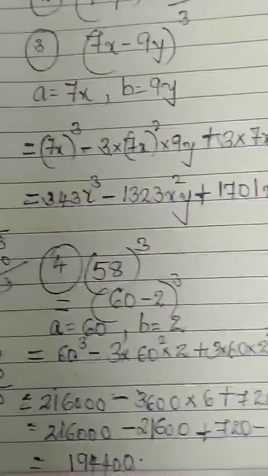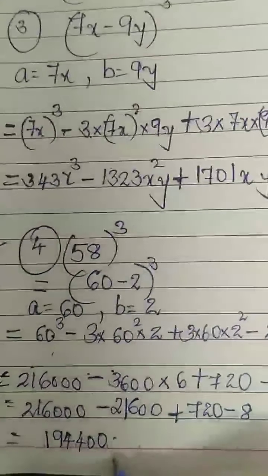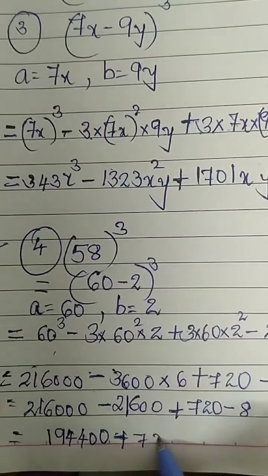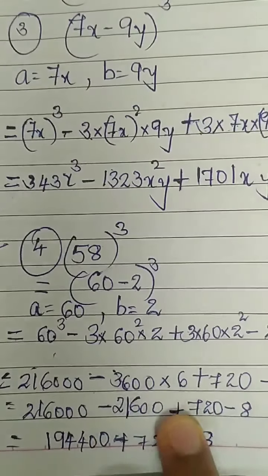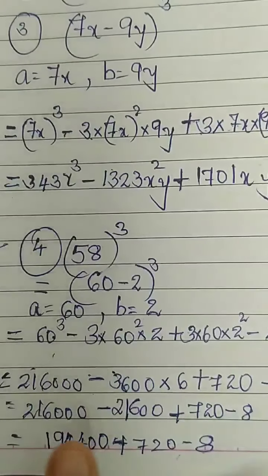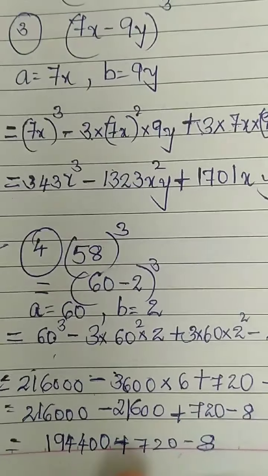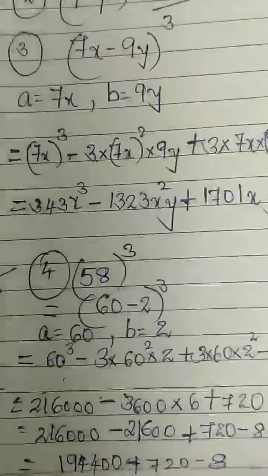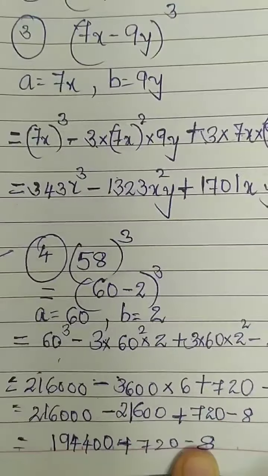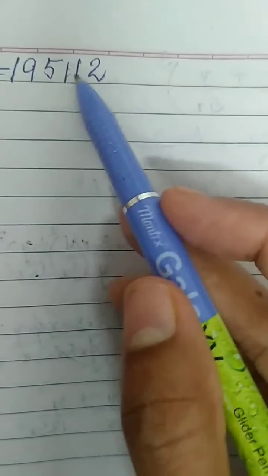194400. And then here you can see these two we did. Now that plus 720 minus 8. Always remember children, when you have subtraction and addition, whatever comes first, here subtraction is coming first. So first subtract these two numbers, write the answer, then copy the remaining. Now we will add these two numbers, 194400 plus 720, and we will subtract that answer by 8. After all the calculation, you are getting the answer as 195112. This is the answer. Please check.